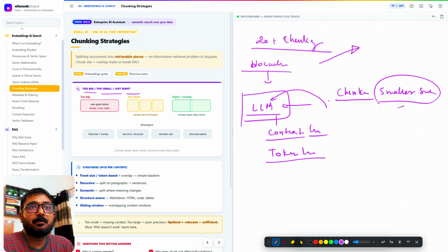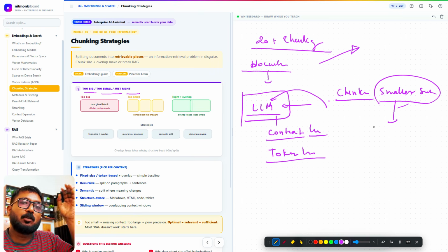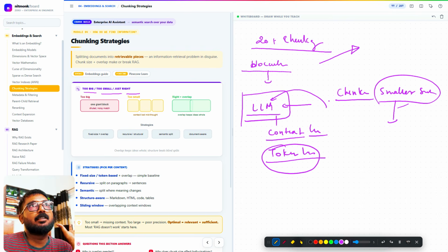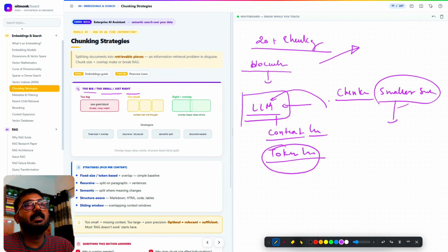But again, there is a problem. If we make the size much smaller, then the context will be lost. If we make it much bigger, then the token limits will be reached. So we have to go in between. We have to figure out a medium size where we do not lose the context or the meaning of the chunks, and we also maintain the token limits, correct? That's why we apply these 20 different chunking techniques.